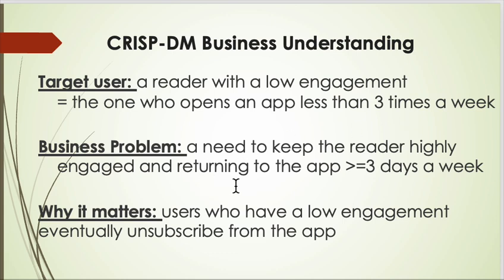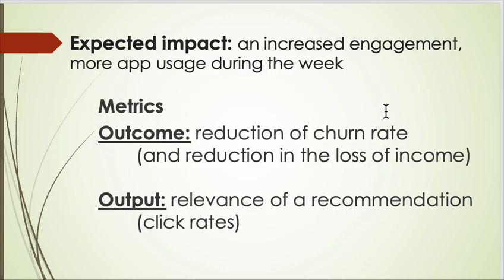So the business problem here would be to keep the readers highly engaged and returning to the app at least 3 days a week. And it matters because those with the low engagement who don't use the app often have a tendency to unsubscribe. The expected impact here would be an increased engagement and more app usage during the week. The metrics we will be checking is the outcome, the reduction of churn rate, and of course the reduction of the loss of income, and in terms of the output, the relevance of a recommendation.